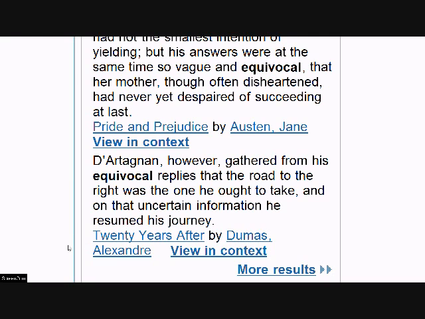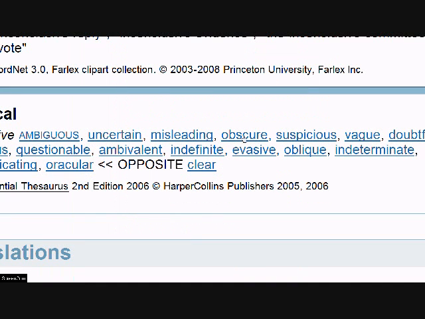Twenty Years After by Alexandre Dumas: "D'Artagnan, however, gathered from his equivocal replies that the road to the right was the one he ought to take," etc. From here we go to one of its related words, obscure.